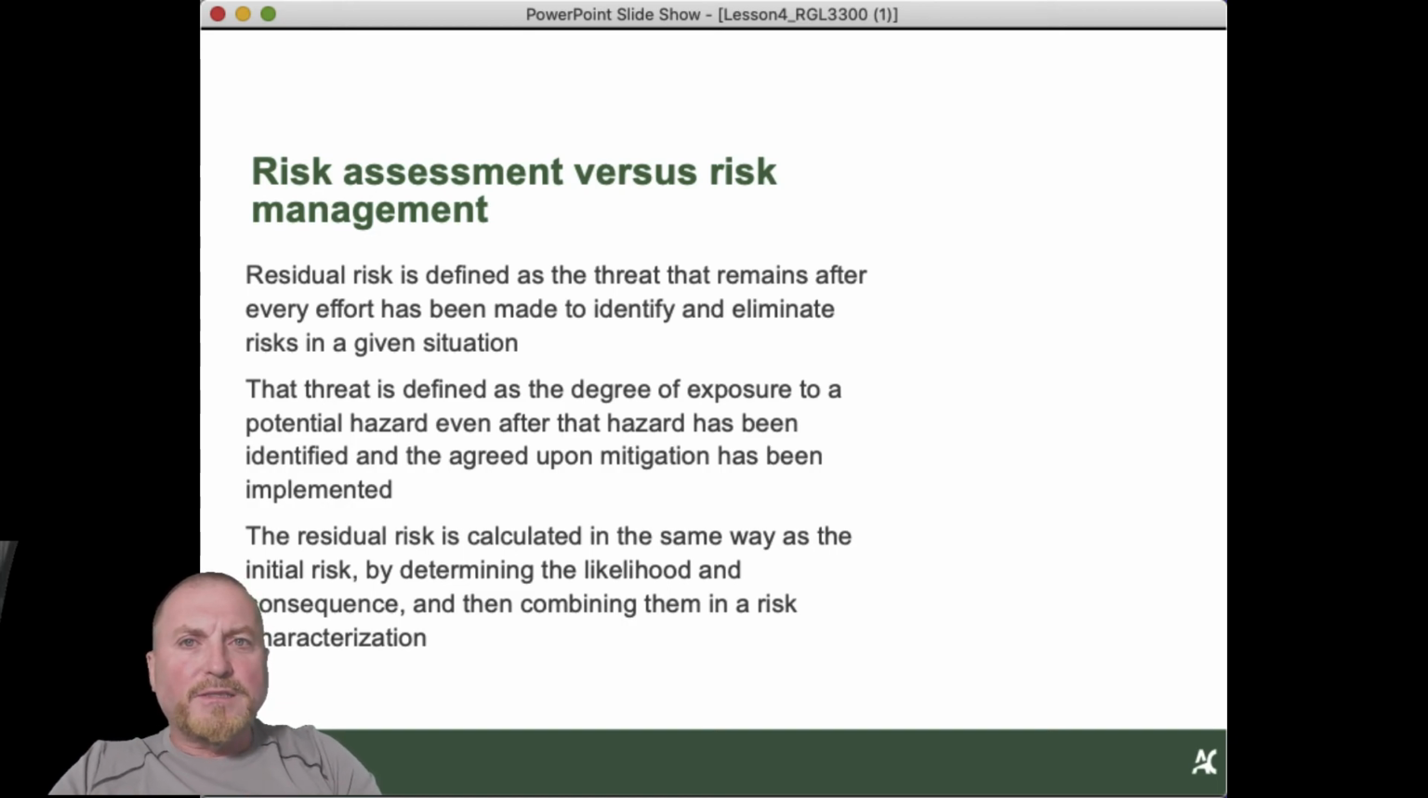The threat is defined as the degree of exposure to a potential hazard even after that hazard has been identified and agreed upon mitigation has been implemented. So even if we do everything we said out of the risk assessment, in terms of the risk management framework, in terms of the compliance promotion, in terms of the monitoring and so on, there's still residual risk. So we need to surveil that residual risk. The residual risk is calculated in the same way as the initial risk by determining the likelihood and consequence and then combining them in a risk characterization.